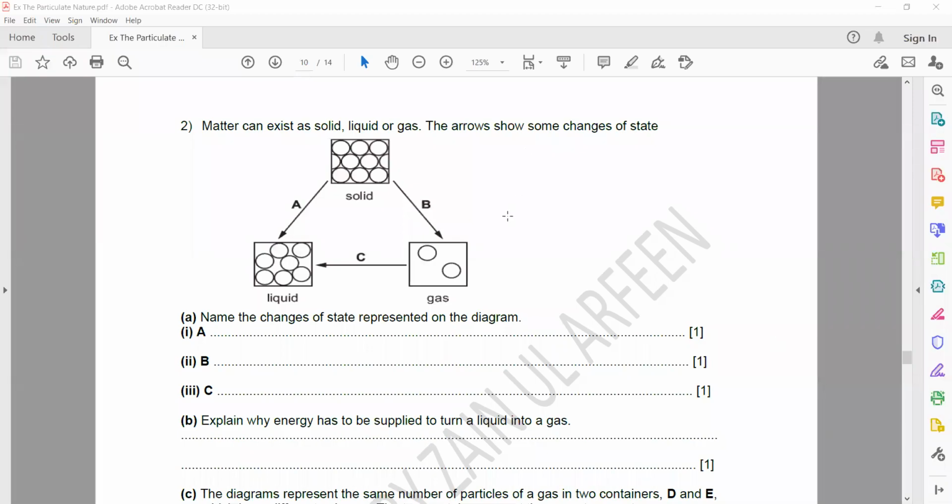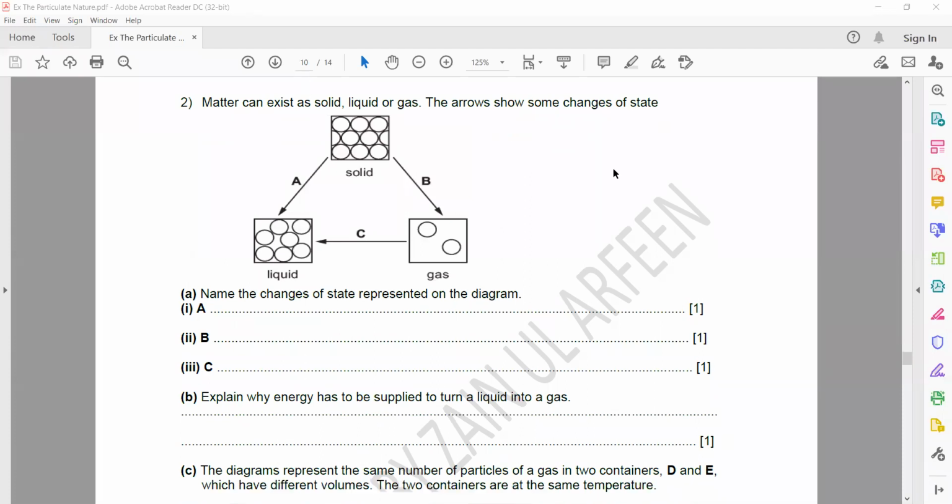So this is question 2 related to the particulate nature, the structure question. In the question, matter can exist as a solid, liquid or gas. The arrow shows some changes of state. You can see the arrows. Name the change of state represented on the diagram A. What does diagram A represent? The process.